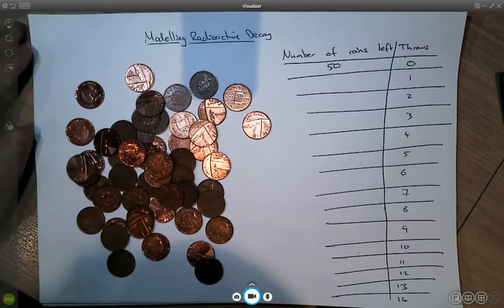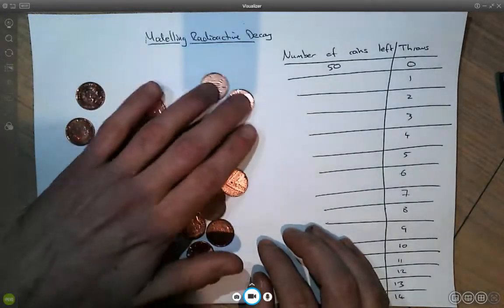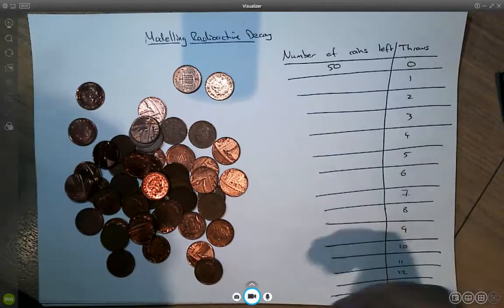In this video, we're going to look at how we can model radioactive decay. Radioactive decay is a bit like a coin flip. It's random. It could be heads or it could be tails. And we don't know what it's going to be.